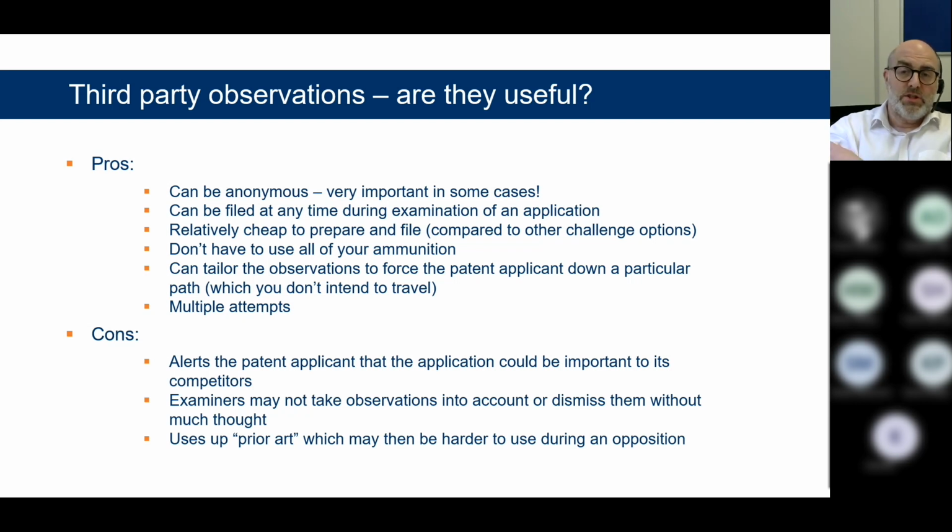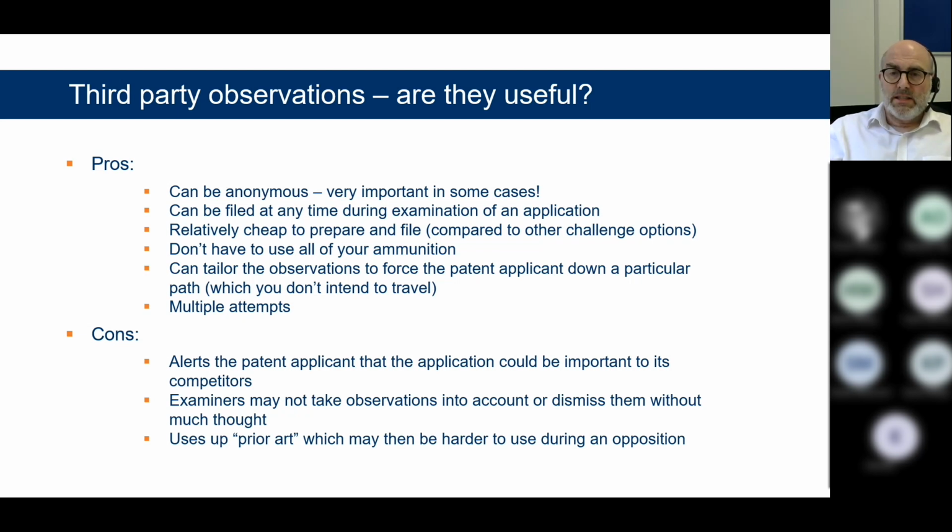And then finally, another advantage is you can actually file multiple third-party observations. So if you fail first time around, and the examiner seems to be saying that no, they're going to grant that patent, you can file further third-party observations using different arguments, different prior art if you can find it, and you can do that multiple times. There's no real bar to how many times you can do that, so you get multiple bites of the cherry.